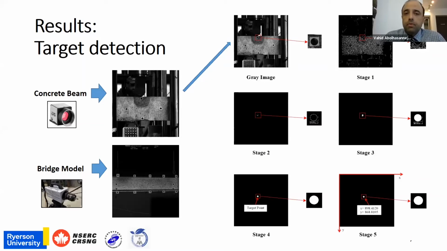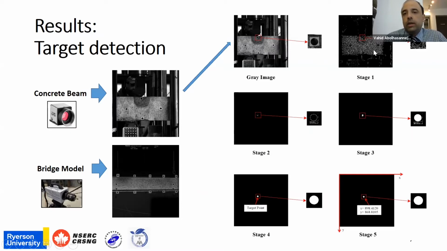Here is an example of the image processing algorithm, which is actually run by the MATLAB software. As you see, the first image is the raw image we have taken from the concrete beam, ready to be analyzed. This is the gray image, and you can see the target. We have selected the top target to be detected. So here you see the target we are going to detect.